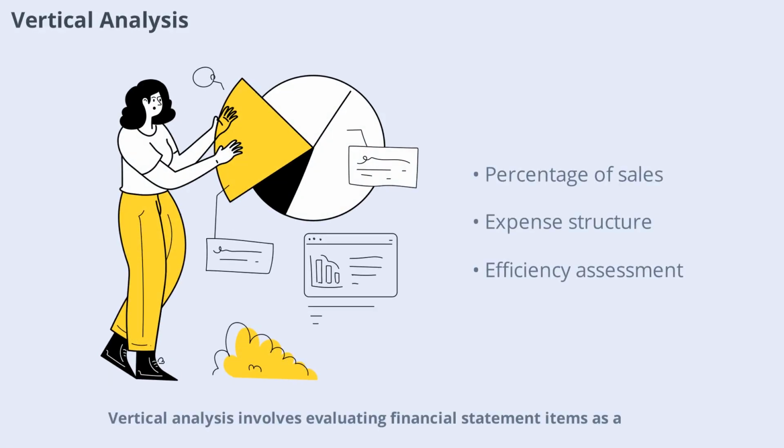Vertical analysis involves evaluating financial statement items as a percentage of a base figure within the same period. For example, each item on the income statement is shown as a percentage of total sales. This method highlights the relative size of expenses, profits, and other items, making it easier to assess efficiency and cost structure. Vertical analysis is a straightforward way to compare performance and identify areas for improvement.